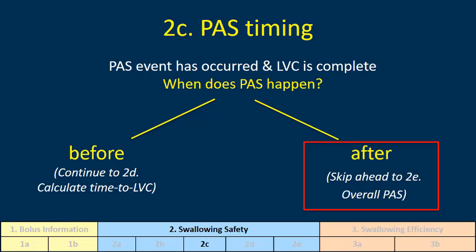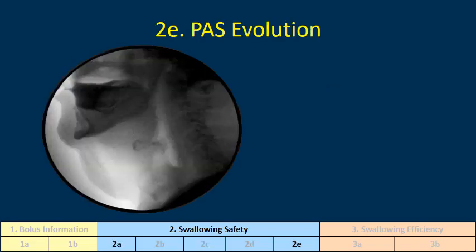Therefore, we suggest that if you are seeing a pass event in your patients after LVC, to consider if the patient's swallowing efficiency may be contributing to the pass event. In relation to the ASPEKT-C method, you would bypass 2D and move to complete pass evolution, which is the final parameter we will talk about in this section.